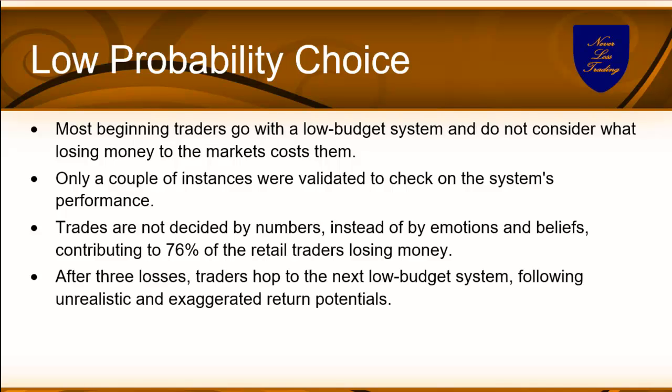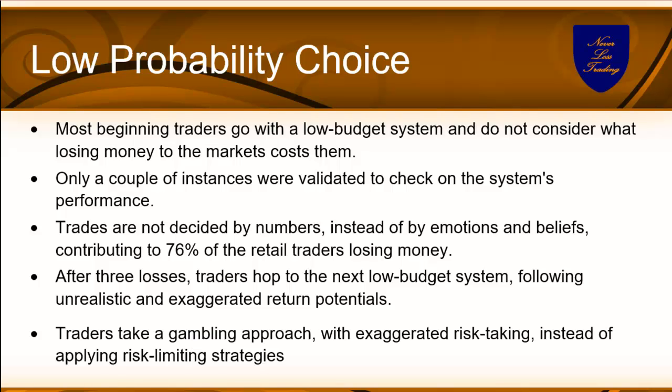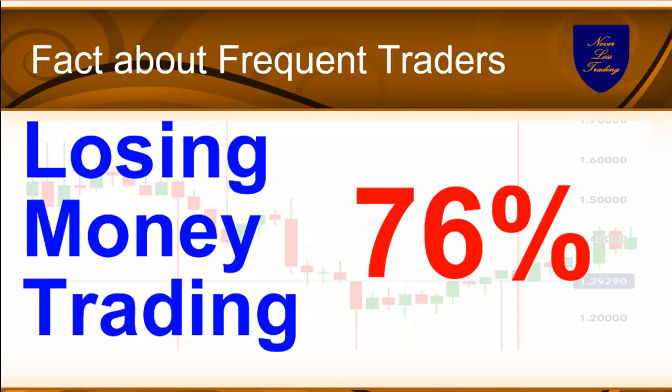Others, after 3 losses or so, hop to a new system because they take the next low budget system on with exaggerated expectation potentials. And last but not least, they take a gambling approach. Too much on one card, too much on one trading opportunity or in relation to what your holdings are. And everything that you have listed here contributes to the frightening news that 76% of retail traders are losing money, and we are documented on that. We can prove that based on the data of brokers.